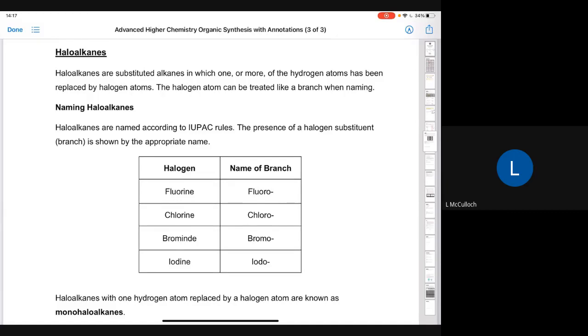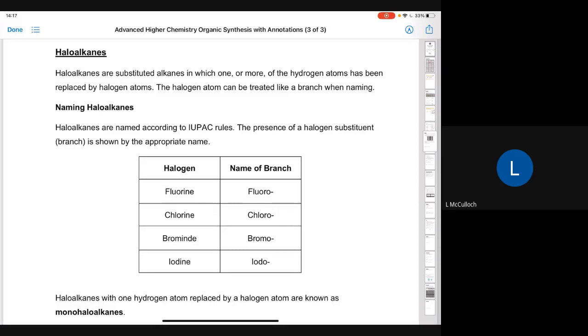Introduction to haloalkanes, and then we're going to look at some reactions that they can undergo. So we'll begin by saying that haloalkanes are substituted alkanes in which one or more of the hydrogen atoms has been replaced by halogen atoms. And the halogen atom can be treated like a branch when naming.